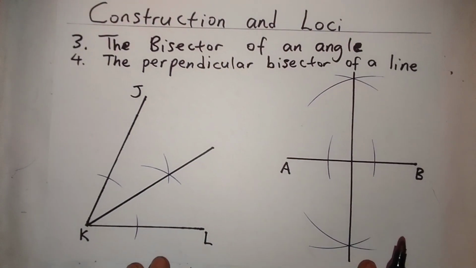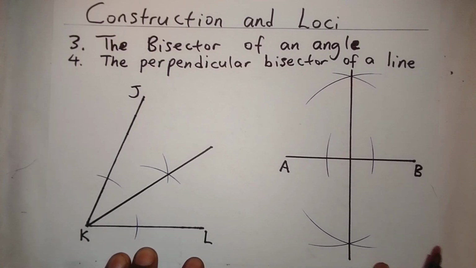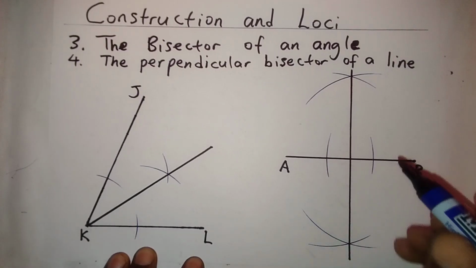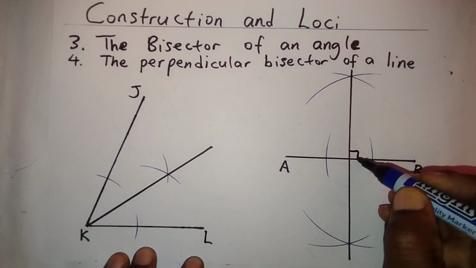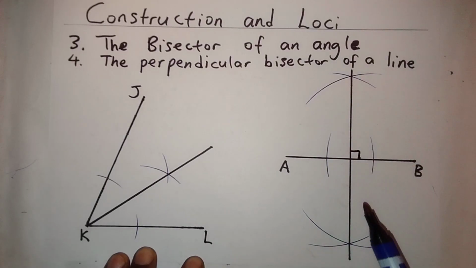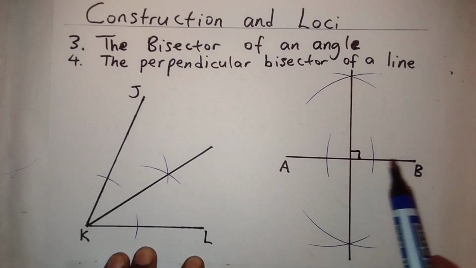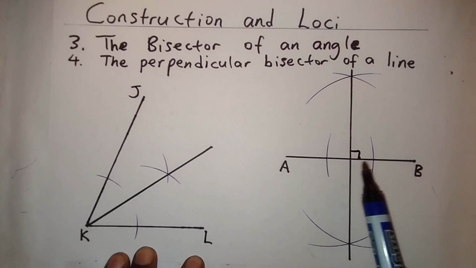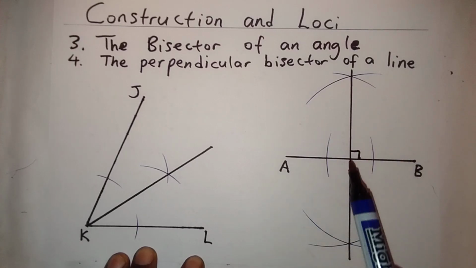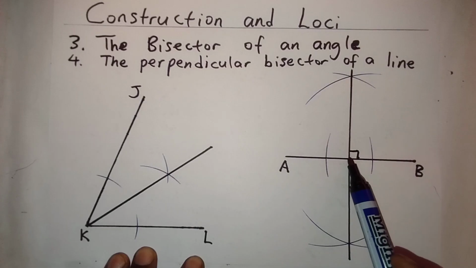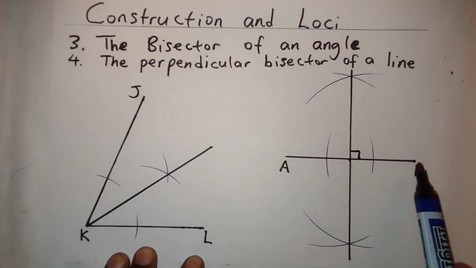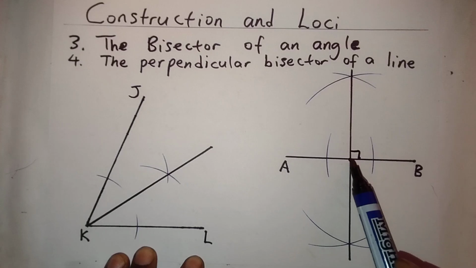Okay, so now this is the perpendicular bisector of line AB. So here it's 90 degrees. It's called a perpendicular bisector because this line divides the line AB. In other words, it passes through the middle of the line AB, so that the length from this point to B is the same as the length from this point to A.